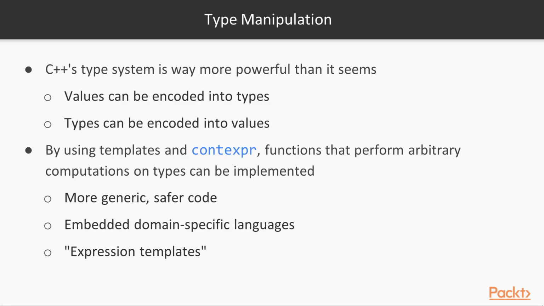C++'s type system is way more powerful than it seems. Values can be encoded into types, and types can be encoded into values. By using templates and constexpr, functions that perform arbitrary computations on types can be implemented. This can lead to more generic and safer code, to the creation of embedded domain-specific languages, or to optimizations and richer code thanks to expression templates.